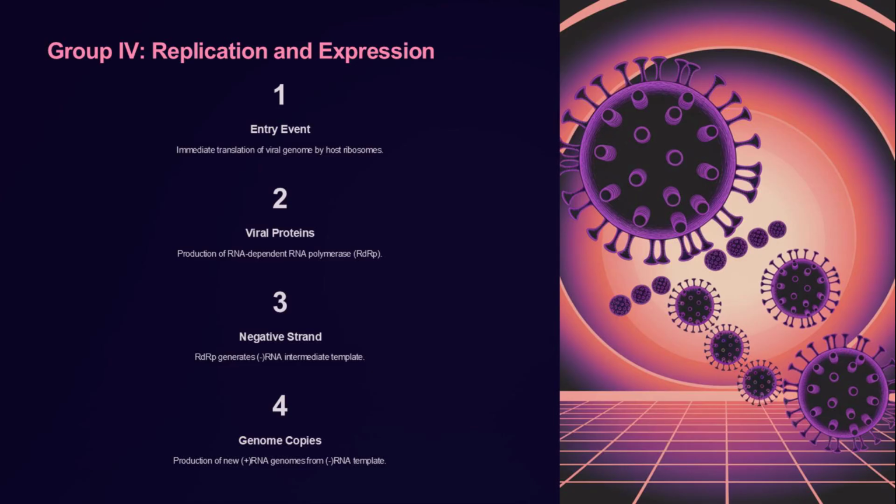itself. The positive sense RNA virus we're discussing replicates its genome through a series of key steps in the host cell cytoplasm. First, the viral genome is immediately translated by the host cell's ribosomes, producing the viral proteins needed for replication. One of the most important viral proteins is the RNA-dependent RNA polymerase, RdRp, which is responsible for generating the negative strand RNA intermediate. The RdRp uses this negative strand as a template to produce multiple copies of the positive sense viral genome. These new positive strand genomes can then be packaged into viral particles to infect more host cells.